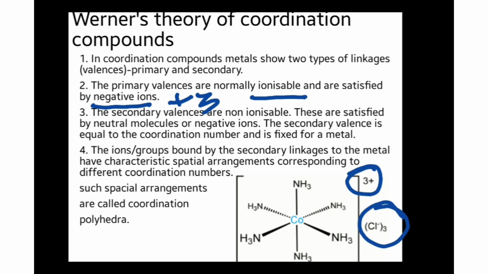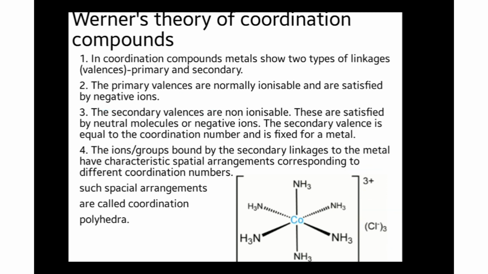So the third postulate tells you what is a secondary valence. Okay, secondary valence is non-ionizable. So what is secondary valence? Secondary valence is nothing but the coordination number. So in this complex the coordination number is 6. Cobalt has been bonded to 6 ammonia molecules, so the coordination number is 6.